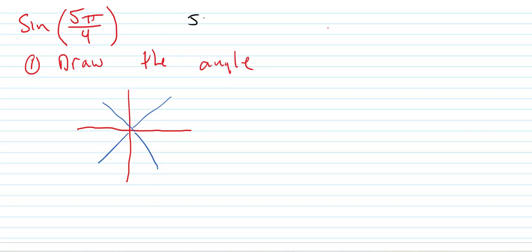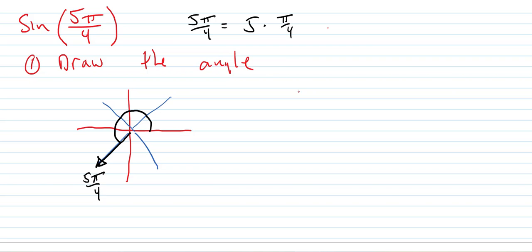So in other words, 5 pi over 4 could be thought of as 5 times pi over 4. So let's go 5 multiples of the angle pi over 4. So this would be 1 multiple of pi over 4, 2, 3, 4, 5. And so here is my angle, right here, 5 pi over 4. So that's the first thing to do.